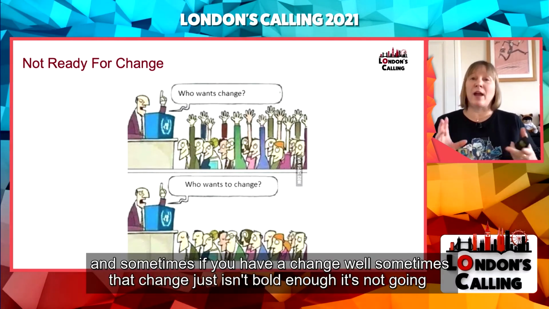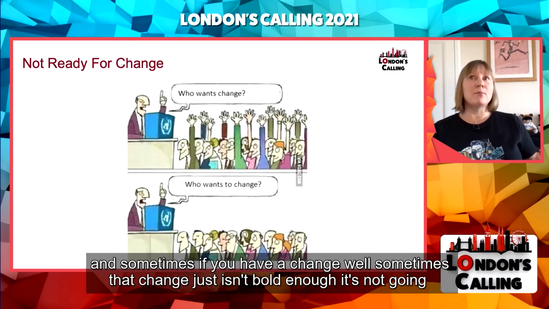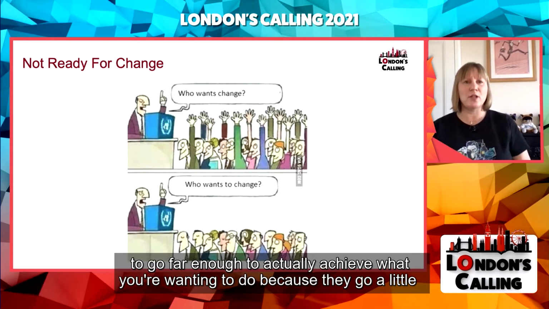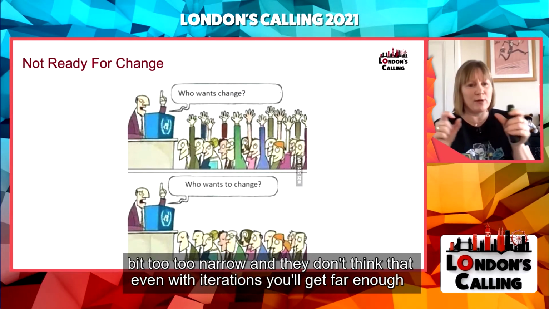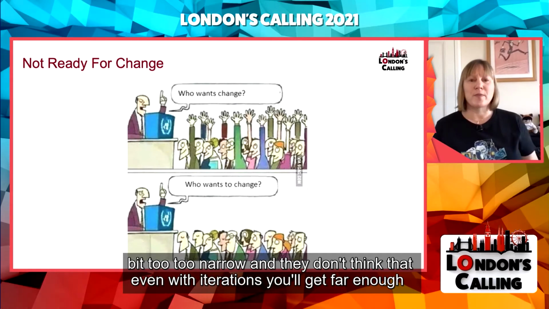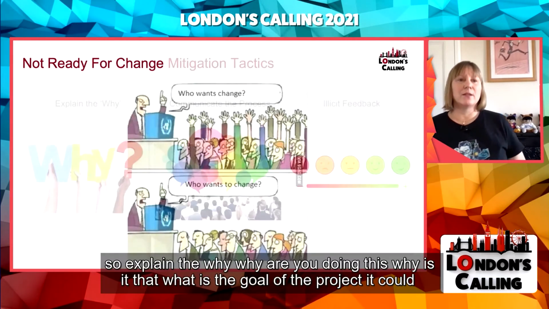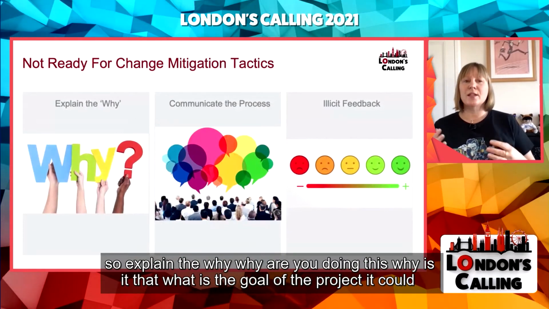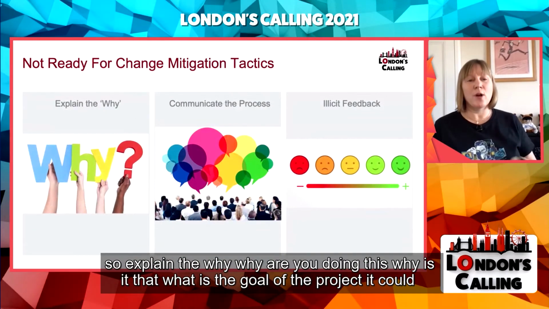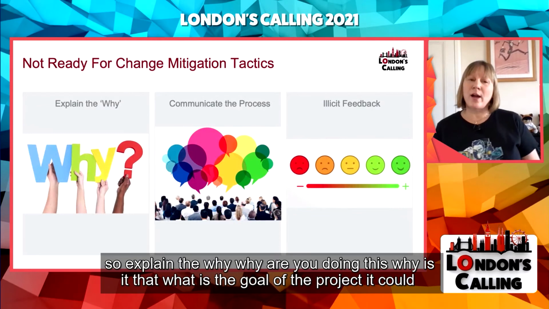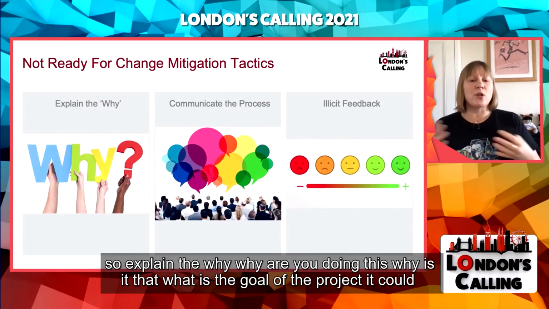And sometimes if you have a change, well, sometimes that change just isn't bold enough. It's not going to go far enough to actually achieve what you're wanting to do because they go a little bit too narrow. And they don't think that even with iterations, you'll get far enough. So, explain the why. Why are you doing this? Why is it that, what is the goal of the project?